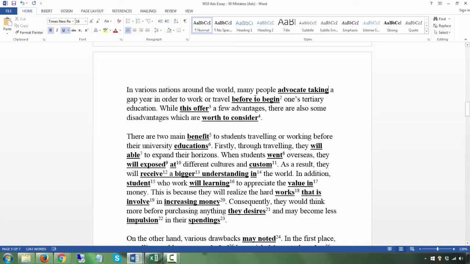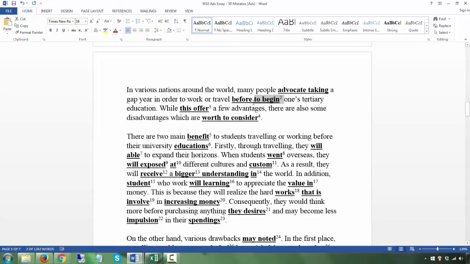Next, before, to begin, I would probably put this under the mistake of word class, because firstly, the word before is both a conjunction and a preposition and even an adverb. But if it's used as a conjunction, then of course it links two clauses together. So after before, you have a subject and a verb.